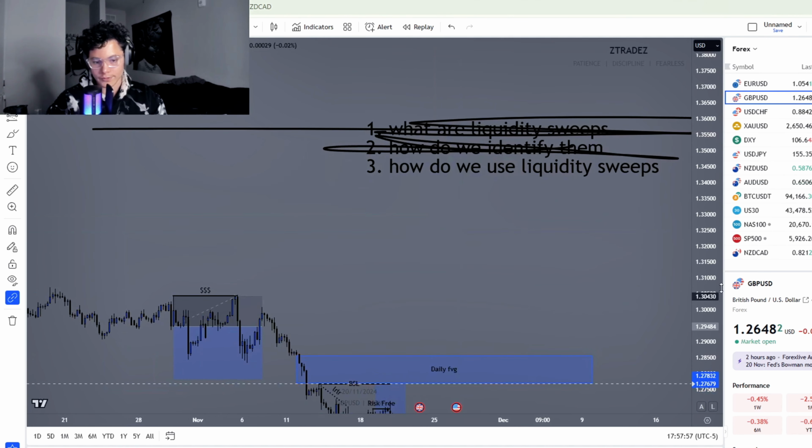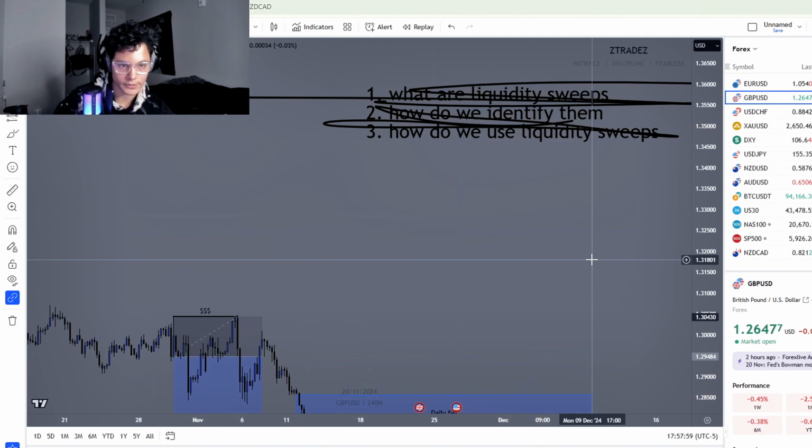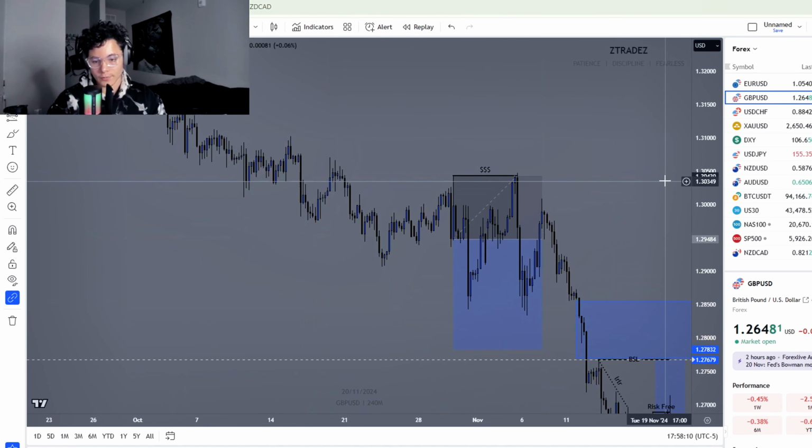How do we use liquidity sweeps? There's so many ways to use liquidity sweeps. You either use them as a TP, where you want to exit a trade, or you use them as a stop loss, where you want to be protected if price does go against you. So I'll use this as an example again.